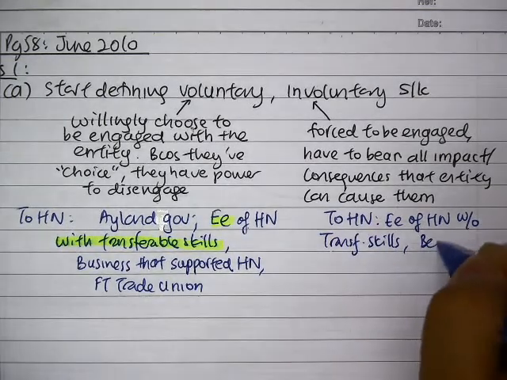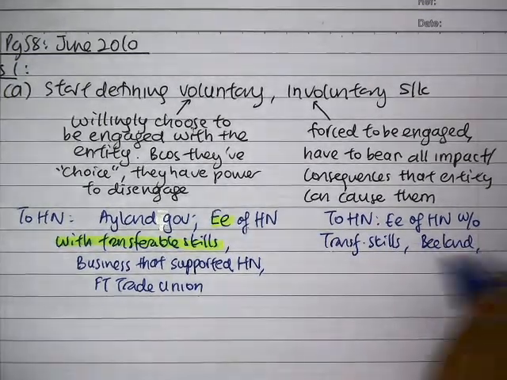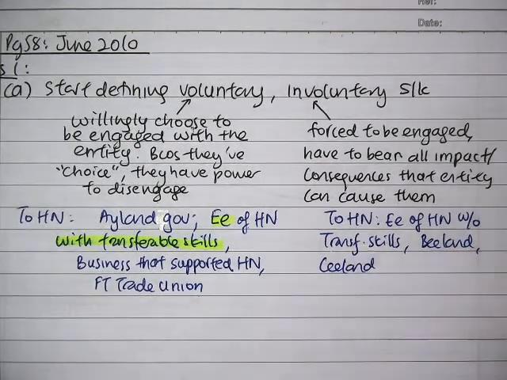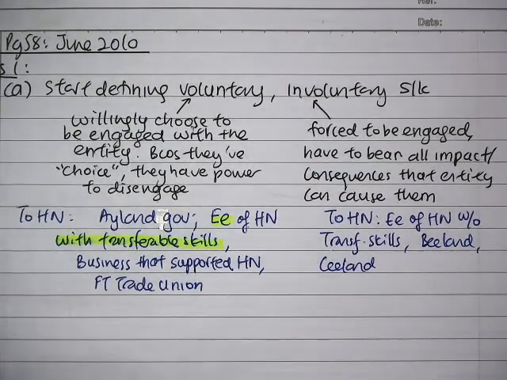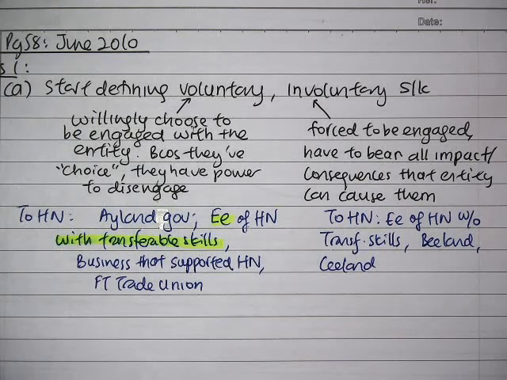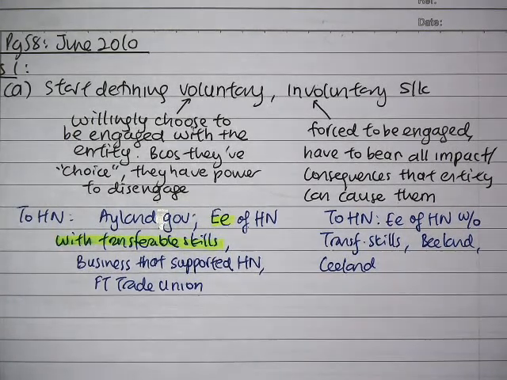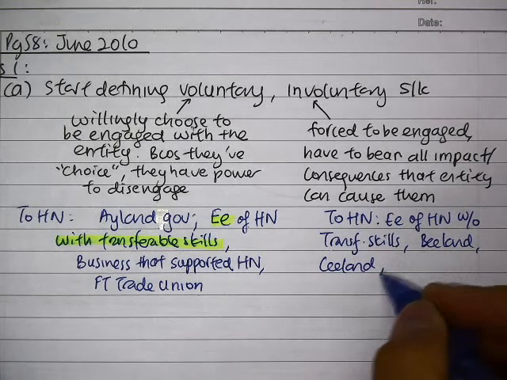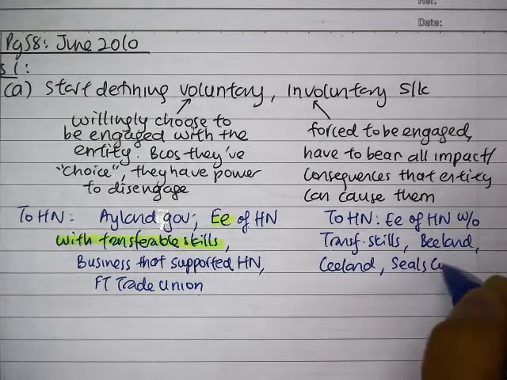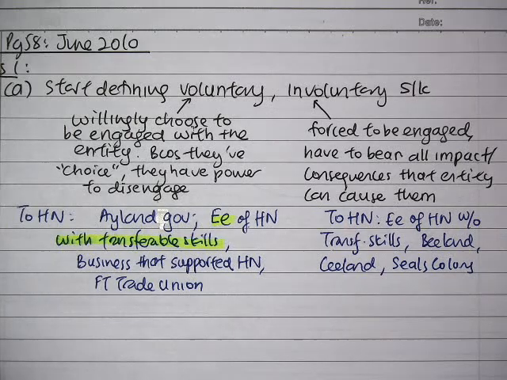Okay? Because worker that they have no choice, then they have to stick with it. Now, again, the businesses that supported HN, if they support means they have a choice, that's why they support. Now, even the trade union can also be voluntary. Okay, they choose to link with them.